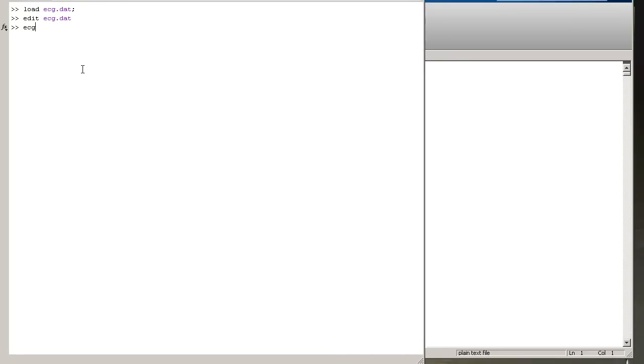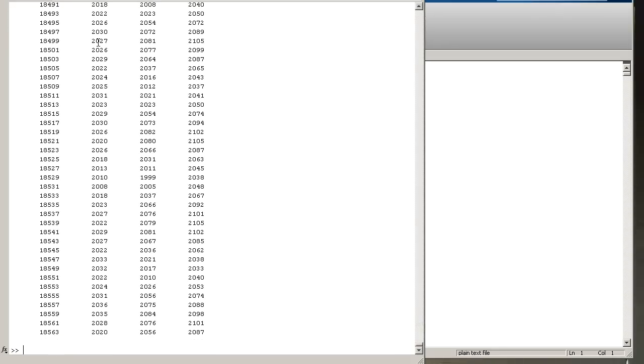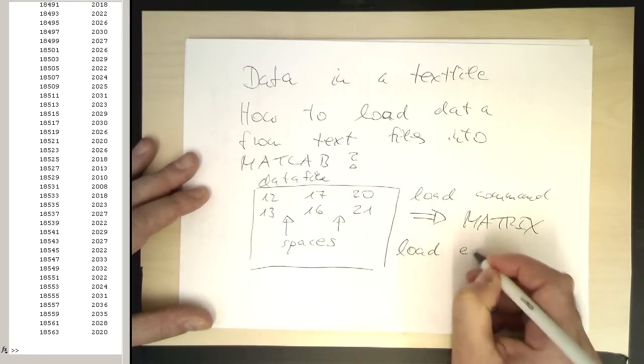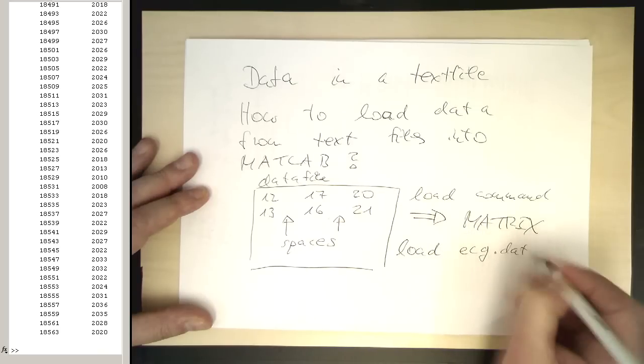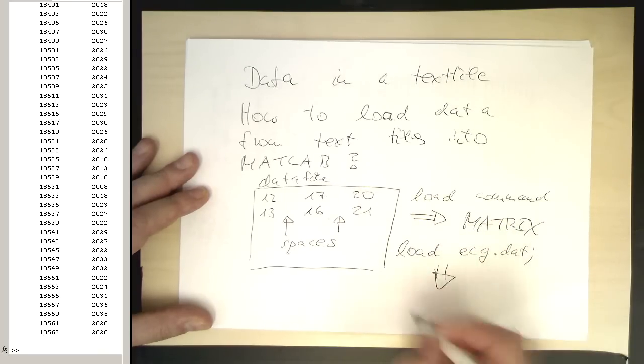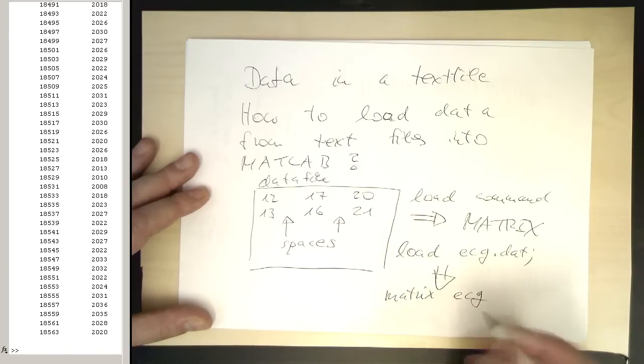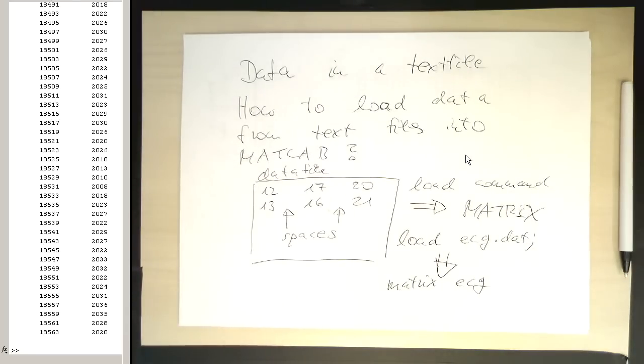If I now type in just ecg, without the dot, then we see that this ecg.dat has turned into the matrix ecg. If I do it again, ecg, this turns into a matrix called ecg. Let's just write this down here. If we have something like load ecg.dat, then this turns into the matrix ecg in MATLAB. That's a very, very simple and quick trick.